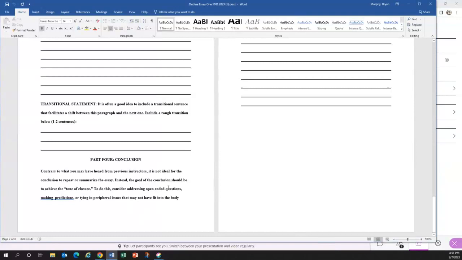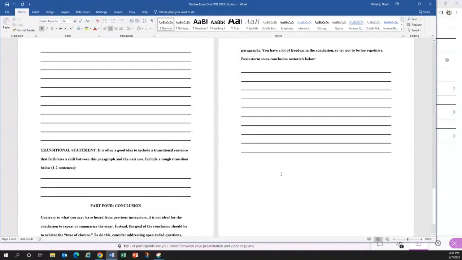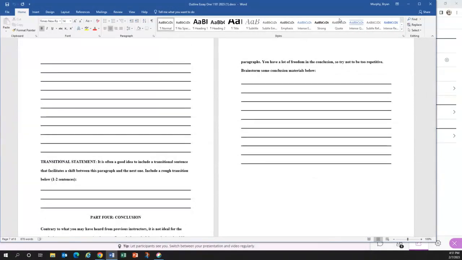So to do this, consider addressing open-ended questions. You can make predictions. You can tie in peripheral issues that may have not fit into the body paragraphs. You have a lot of freedom in the conclusion, right? Freedom to make predictions, freedom to brainstorm, freedom to bring in peripheral stuff. But the one thing you don't want to do is repeat yourself.